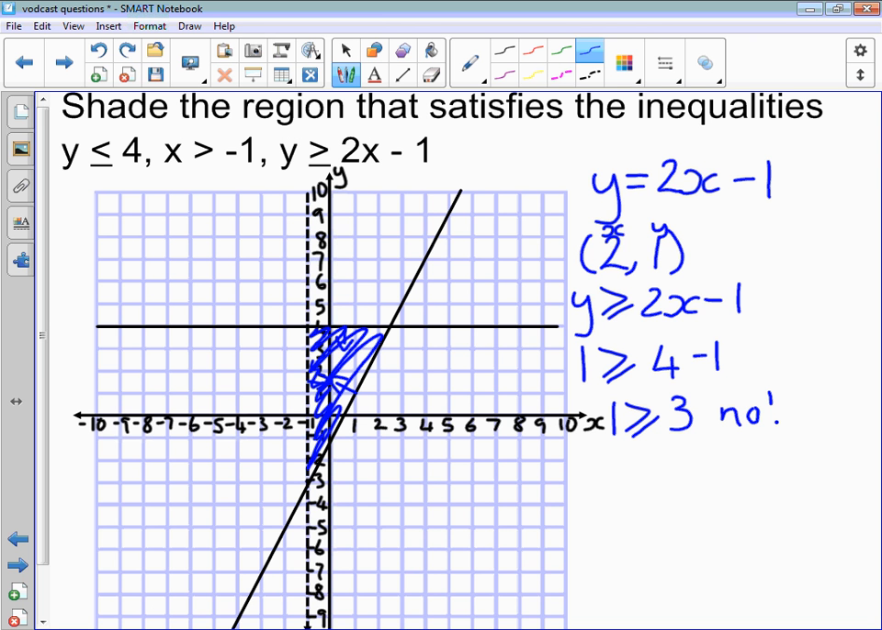Now you need to make sure you read the question carefully, because it might be that they need you to leave blank the region that satisfies and you need to shade the region that doesn't satisfy. So please make sure you read the question carefully before you start doing any shading.